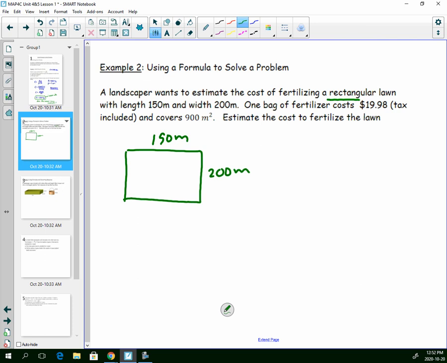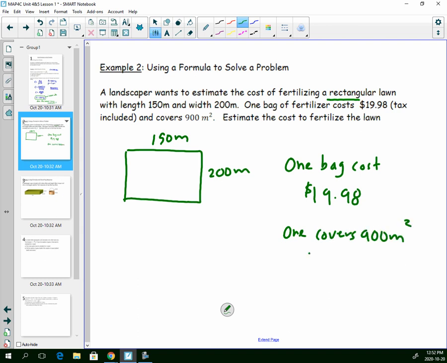I know that 1 bag of fertilizer costs $19.98. That's tax included, so I don't have to worry about tax. And 1 bag covers 900 meters squared of lawn. So I want to figure out how much it costs me to cover this lawn.